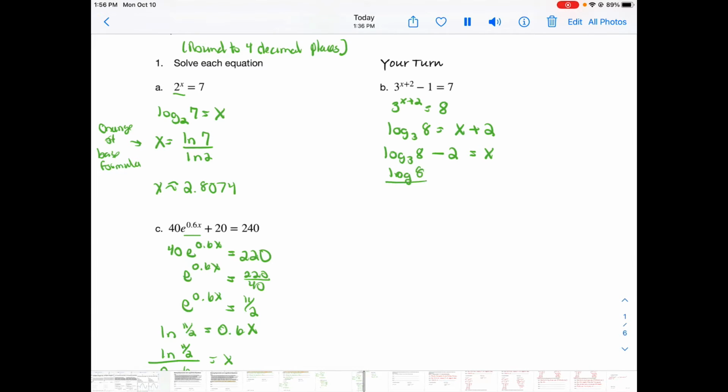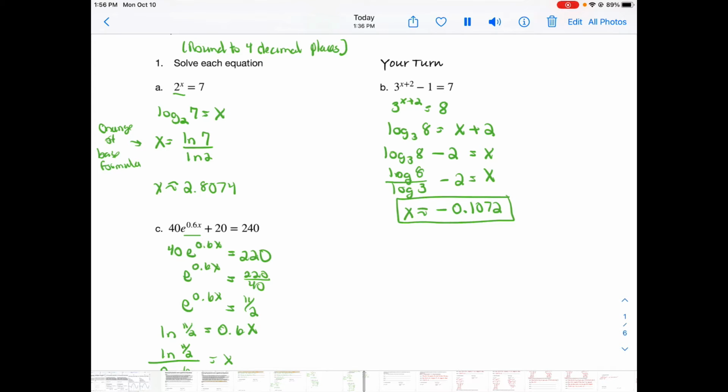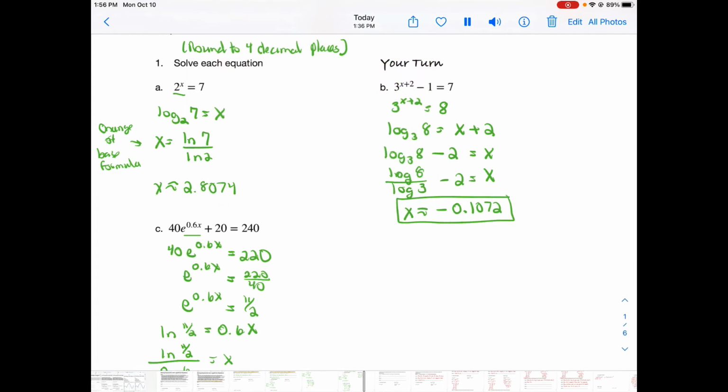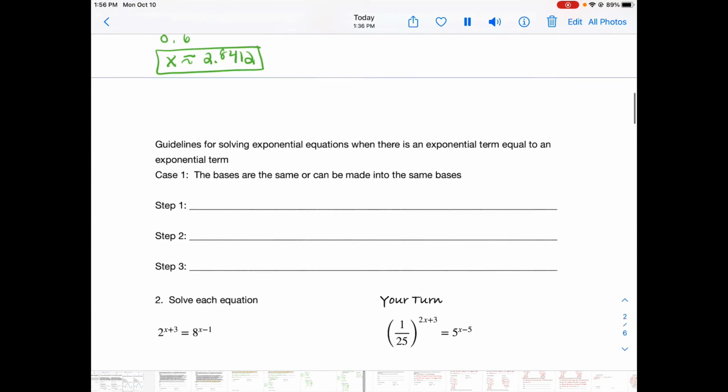This is as simplified as I can do. The only thing I need to do now is change the logarithm expression using the change of base formula. Again, you can use common log or natural log, and then plug it into my calculator. You should have gotten negative 0.1072 as your answer. So that's our first technique of solving exponential equations when we have a single exponential term.